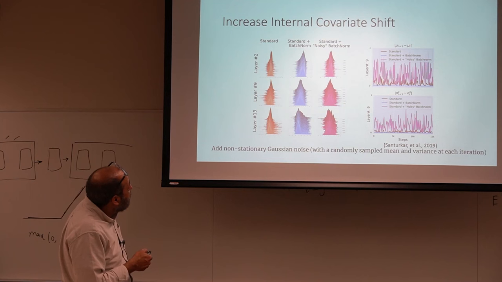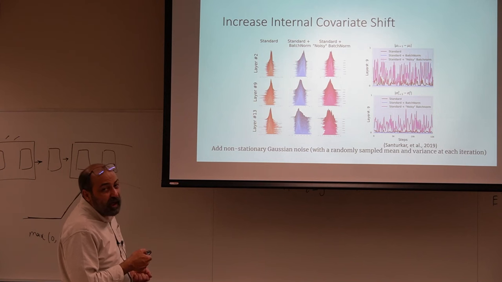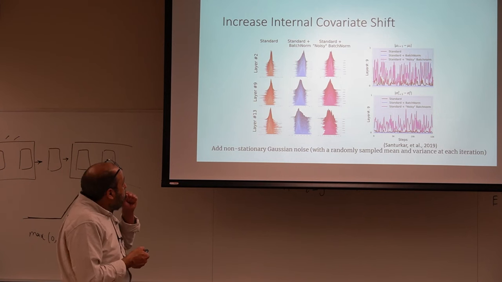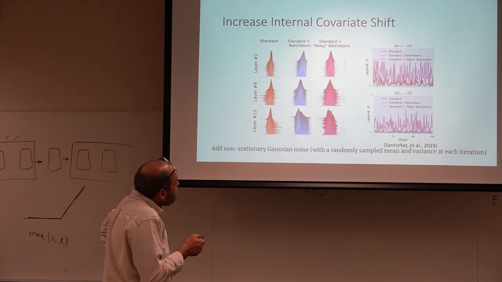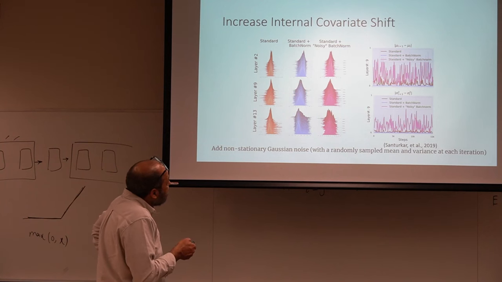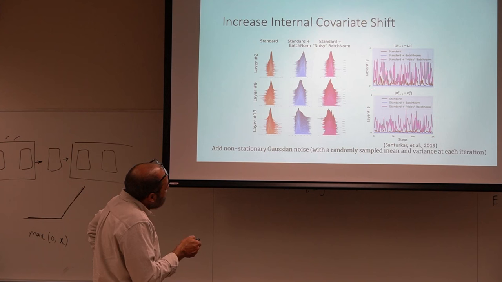And suppose that I intentionally add some noise and make the mean different and make the variance different, which is going to be this one and these lines, standard plus noise.